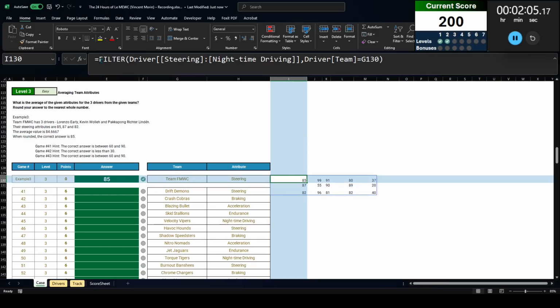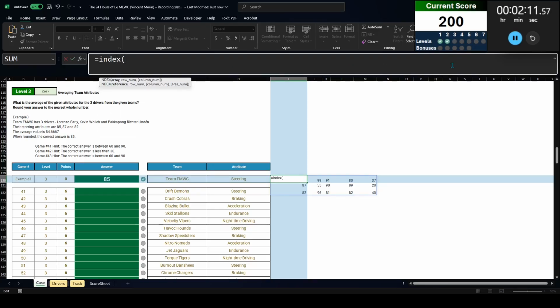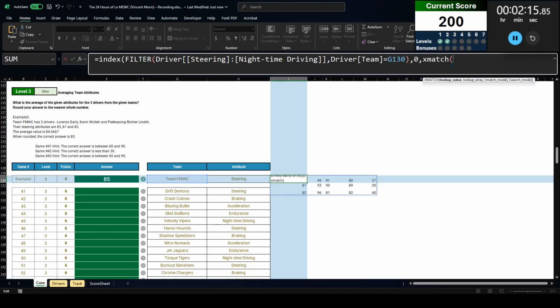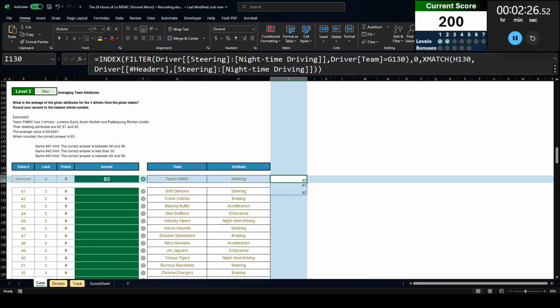I do. And then I'm going to take whichever column steering is in. So let's do index. That array, row number is going to be 0, and column number is going to be matching that steering there to the 5 columns here. Now, if I did that properly, I should be left with 3 numbers, which I am.